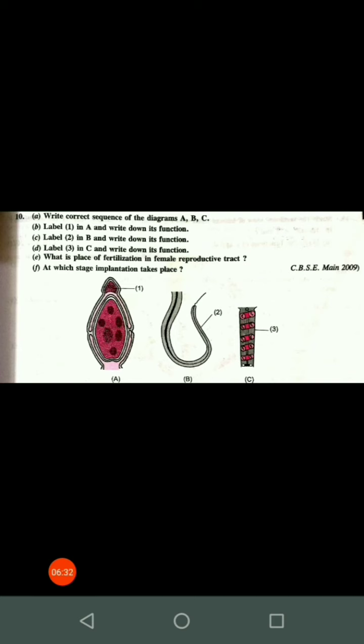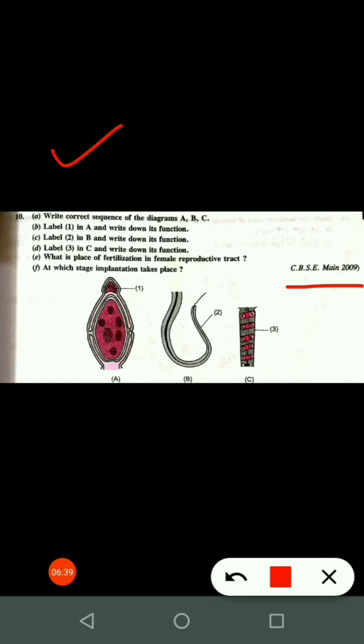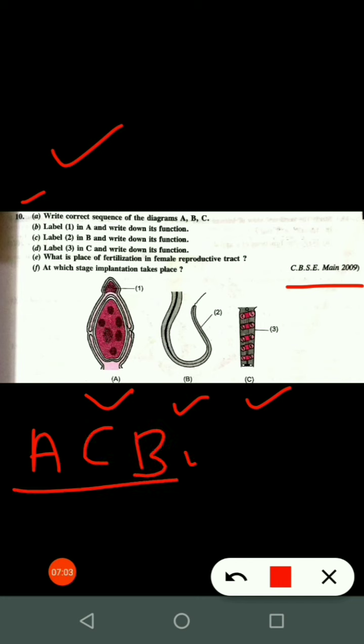It has come in your CBSE main exam in 2009. So what type of question comes? First of all, three parts are given to you, and on this basis questions are asked. The first question is: write the correct sequence of diagram A, B and C. So what will be the right sequence? First, of course, A, the head portion. Second, the middle portion, that is C, and the third is the tail portion, that is B. So this is the correct sequence.